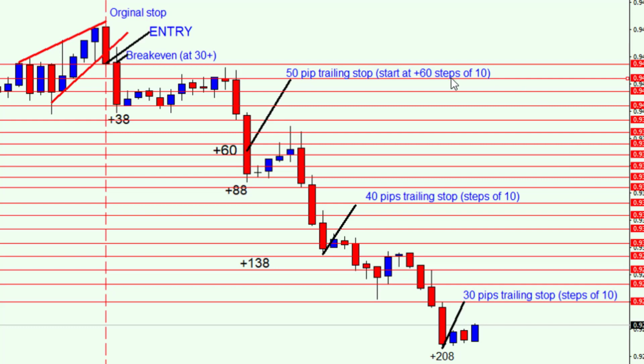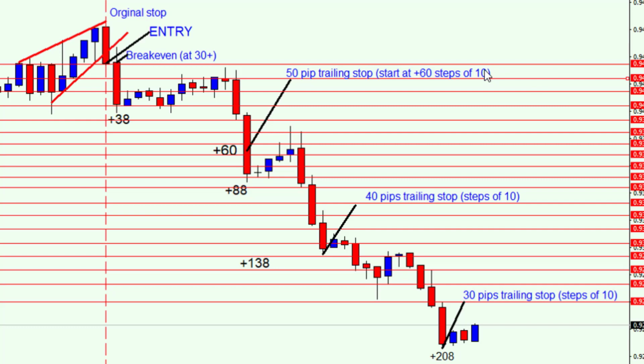Now there's this one point where it says steps of. You can put trailing stops to increase by every pip. In other words, if the price moves 1 pip forward, the trailing stop adjusts 1 pip, or you can do it at 5 pips or 10 pips. In this case, I'm using 10 pips, but you can use 1 pip.